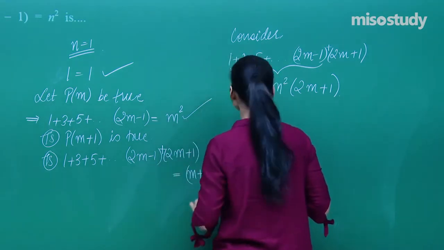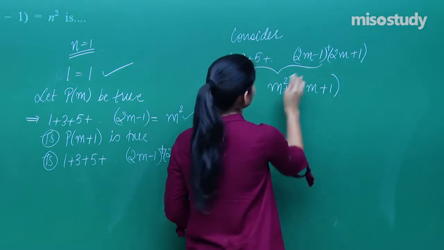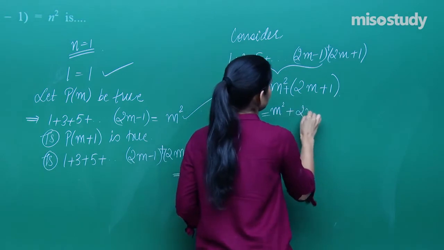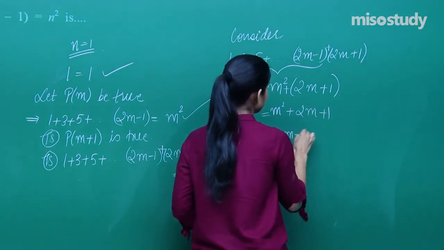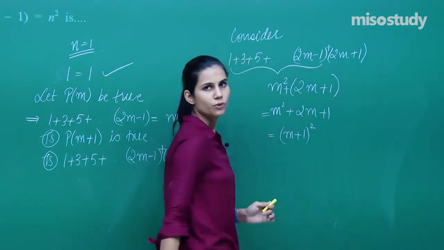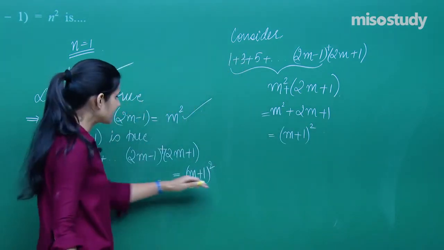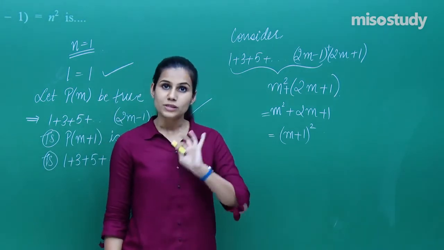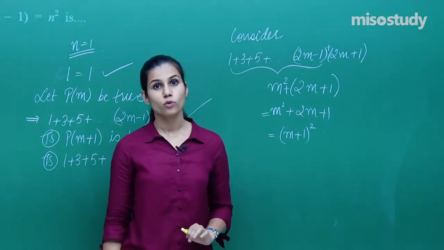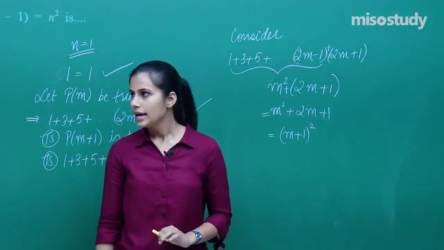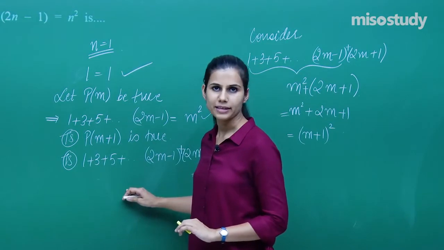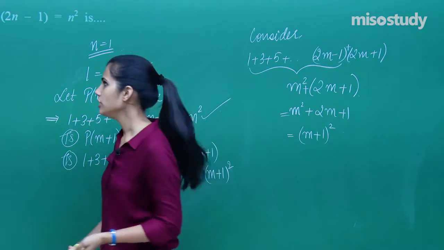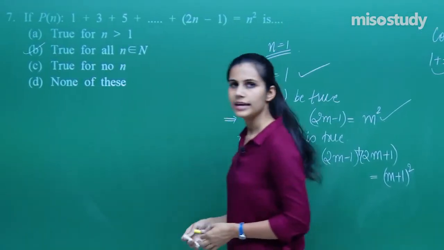I need to show this left hand side is equal to this right hand side. This expression has been replaced by m square plus 2m plus 1. What is m square plus 2m plus 1? It is m plus 1 whole square, right? So your left hand side has come out to be equal to right hand side. That means the argument is not just true for n equals m, it is true for n equals m plus 1 as well, provided it is true for n equals m. And therefore, by very first principle of mathematical induction, from 1 onwards it's true. That means it's true for every natural number, true for all n in N.